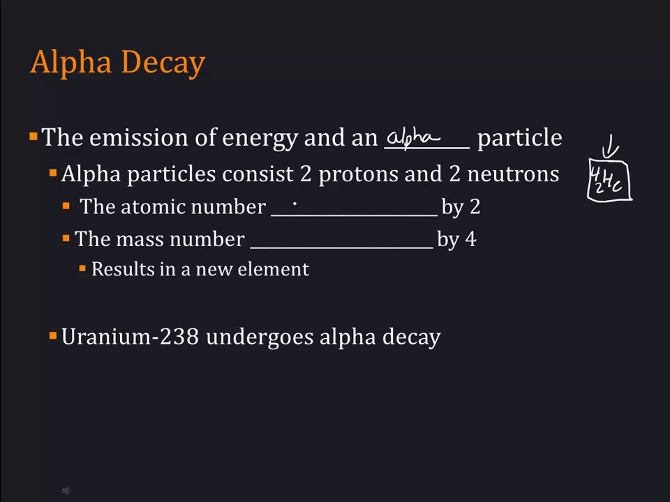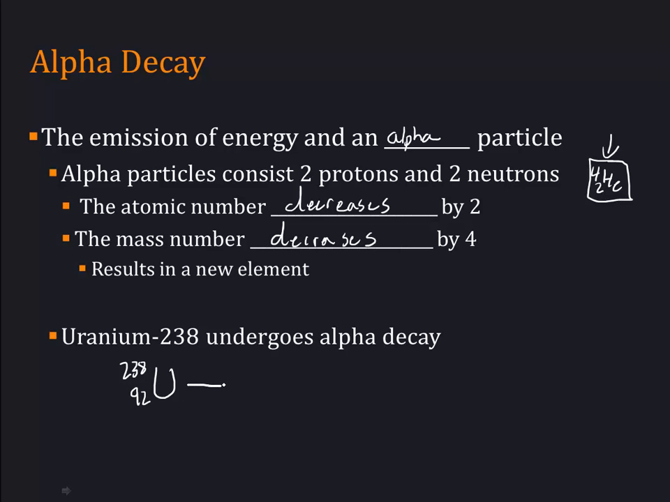The atomic number decreases by 2 because it loses 2 protons, and the mass number decreases by 4 because 4 particles are total lost from the nucleus. That gives us a new element. So if we think about an element that does this, uranium-238 does this. Uranium is element number 92. It has 238 particles in the nucleus.